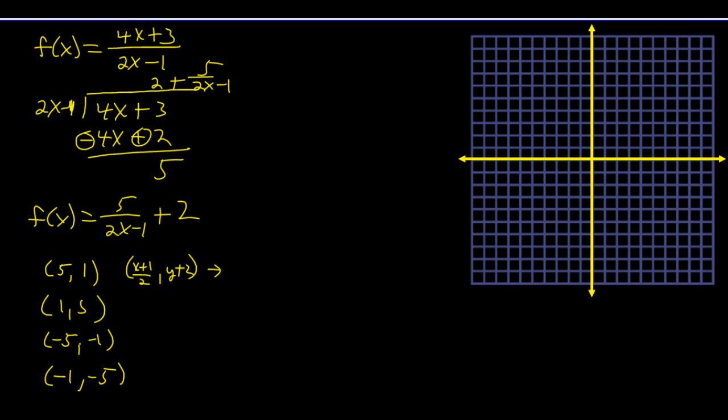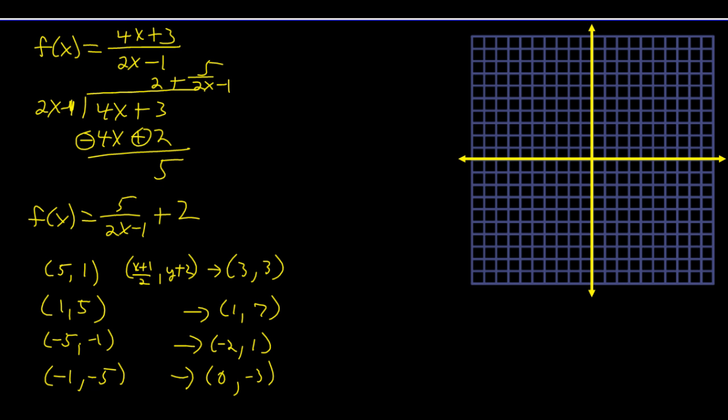So let's see what that gives us. 5 plus 1 is 6, divided by 2 is 3, and 1 plus 2 is 3. This one, 1 plus 1 is 2, divided by 2 is 1. 5 plus 2 is 7. Negative 5 plus 1 is negative 4, divided by 2 is negative 2, and negative 1 plus 2 is 1. Negative 1 plus 1 is 0, divided by 2 is 0. And then negative 5 plus 2 is negative 3.